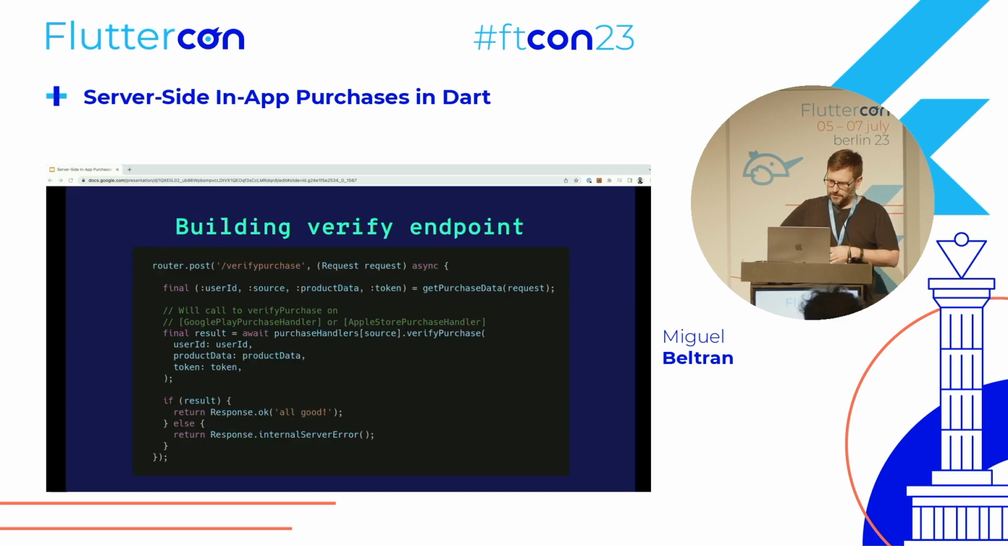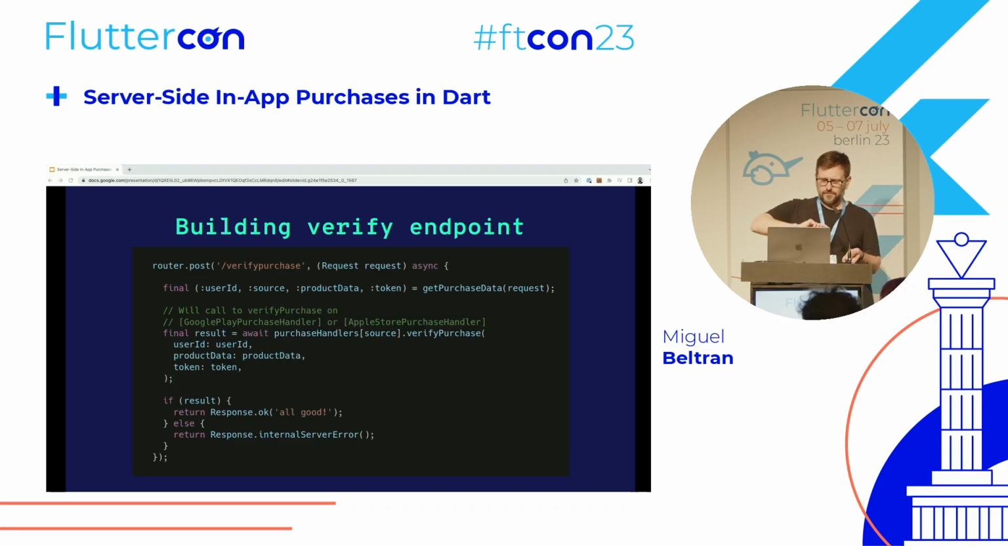To build an endpoint, I find Shelf Route really easy to use. So you have router.post and then the endpoint that you want to create. In this case, I created a verify purchase endpoint. Here, what you want to get is the following information from the device. And again, this is when the user makes a purchase and then they call into the verify.